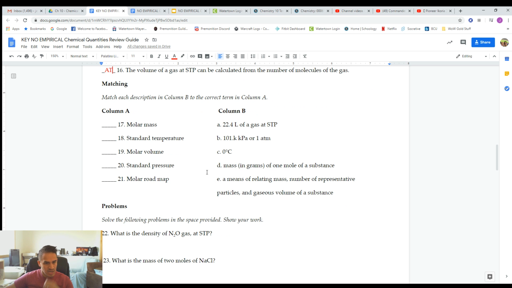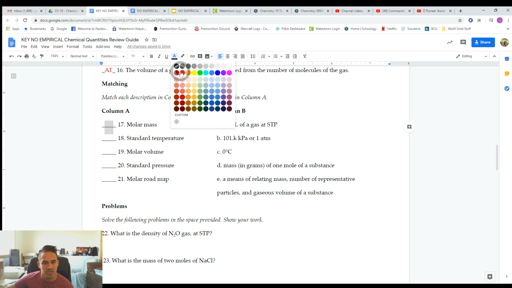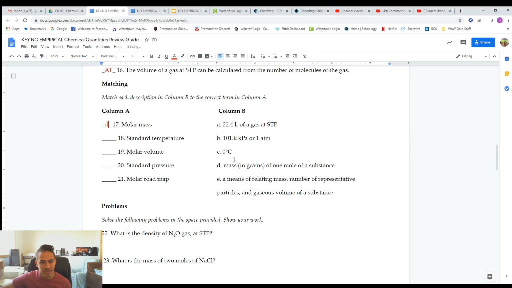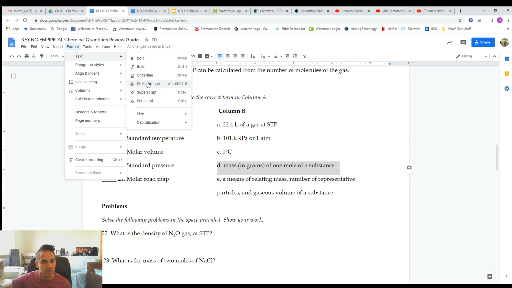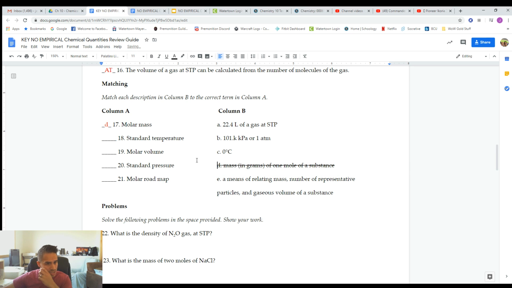All right, moving on. Again, some more matching. Number 17, molar mass. I feel like we've already matched this one. This is the mass in grams of 1 mole of a substance. So number 17 is going to be D. We already matched this one up in the first section of the review guide, so that one should be familiar to you. Okay, so that one's gone.